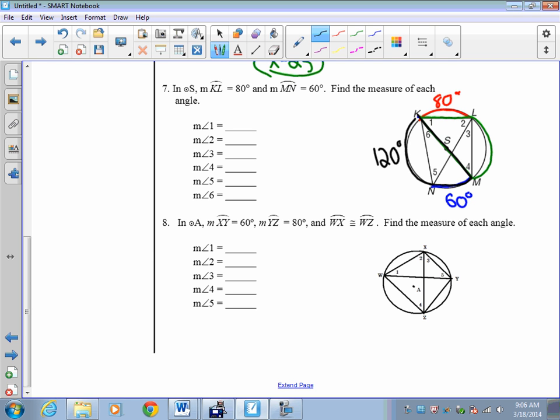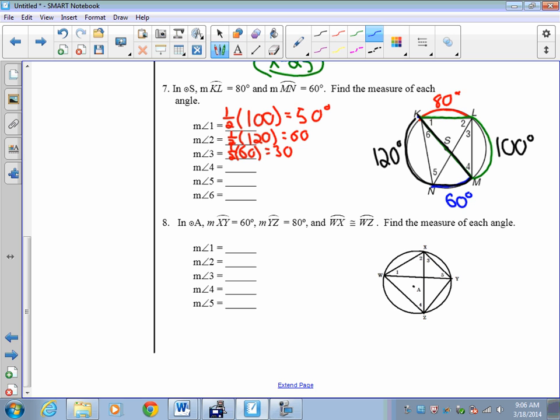So KN needs to be 120, MN 60, so that gets us to 180. And similarly, this needs to be 100. So now we can find these out pretty easily. The measure of angle 1 has to be 1/2 times 100, which is 50. The measure of angle 2 has to be 1/2 times 120, which is 60. The measure of angle 3, 1/2 of 60, which is 30.